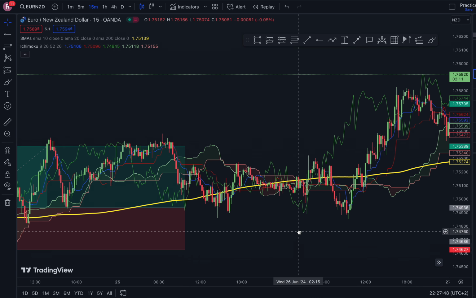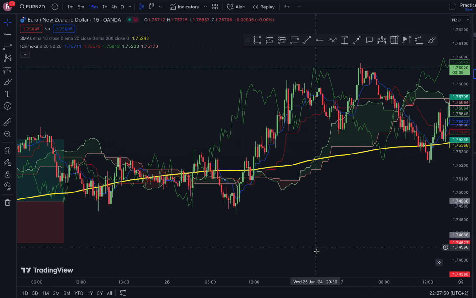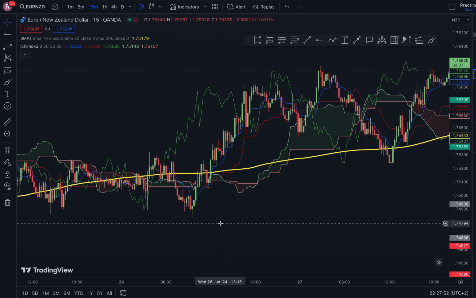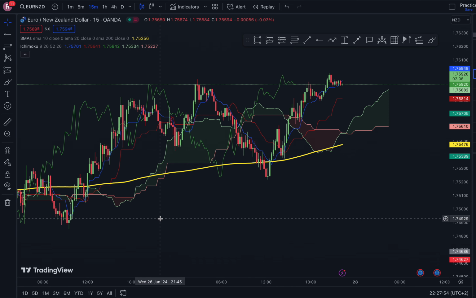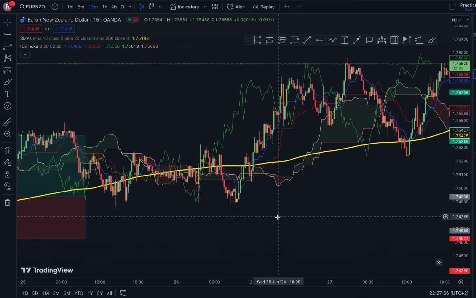That is quite a move, and there are many more opportunities, but just to give you guys an idea on how to use this indicator, very simple, friendly as well. It's a one-two step indicator.